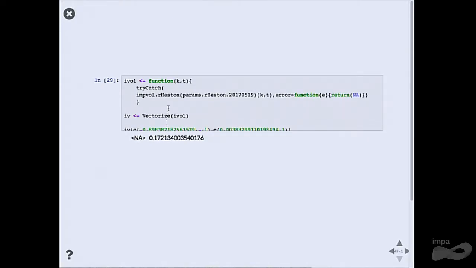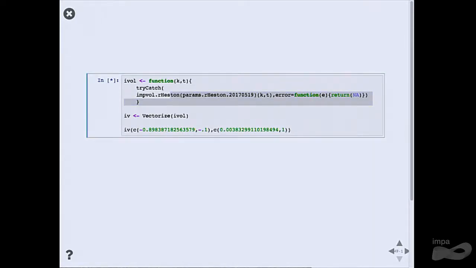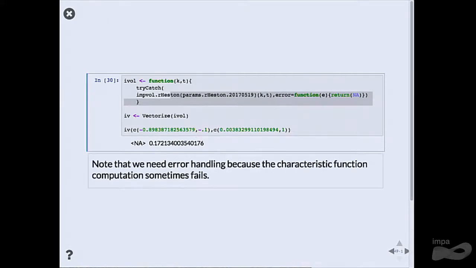Now, let's hope that this runs. Yeah, there we go. So that's an example. And also notice that I've put error trapping because sometimes that integral that's required to get the option price from the characteristic function just doesn't work numerically. It always works when you need it to work, but we're doing calibration, so it doesn't always work, so we need to trap the errors.